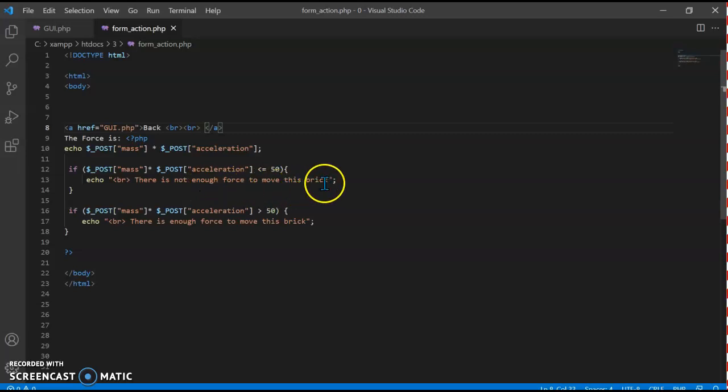There's not enough force to move this brick. If it is more, then there is enough force to move this brick, and this is the output.